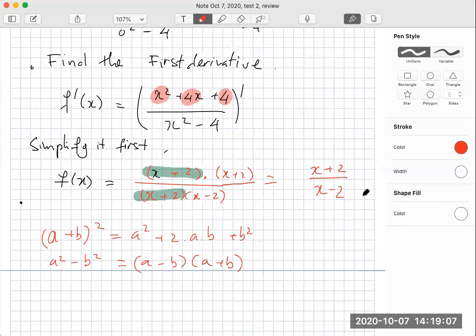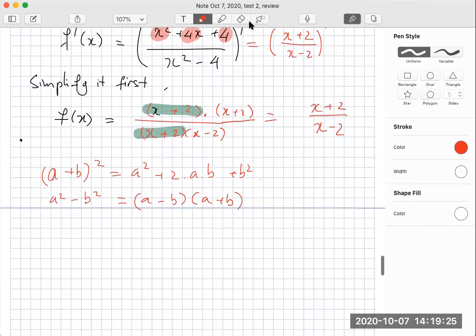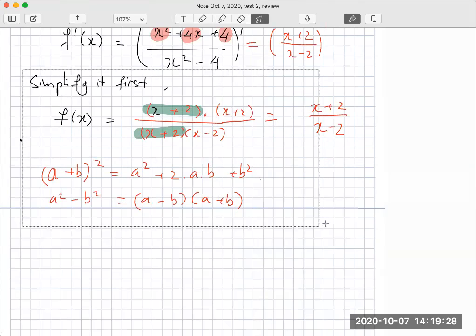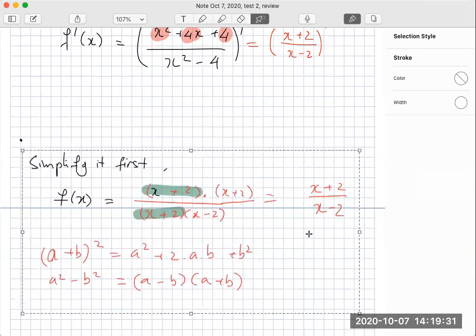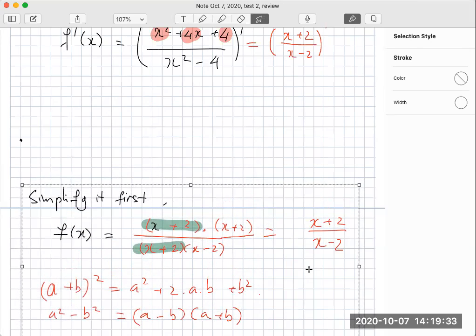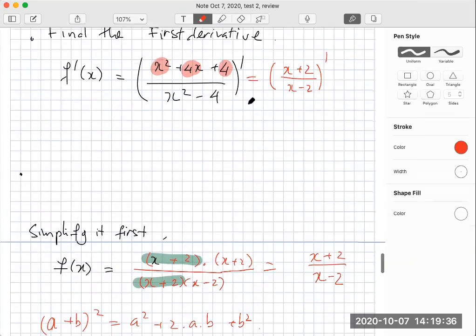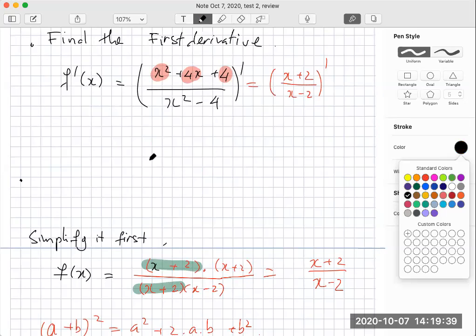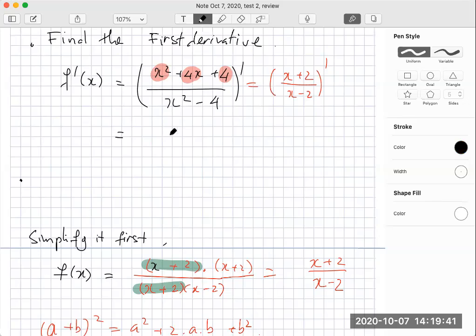Okay, so therefore, the derivative of this is the same as the derivative of x plus 2 divided by x minus 2, but it is a lot easier to compute. So let me push it down here. We can apply the quotient rule right here, right? It becomes, what is it?